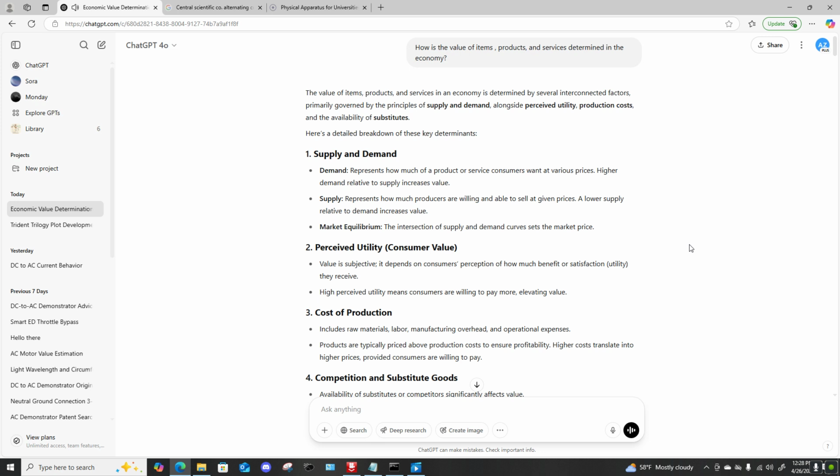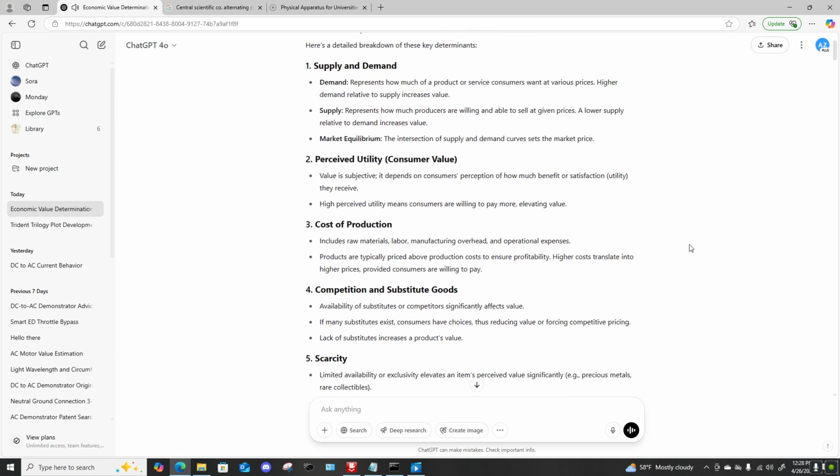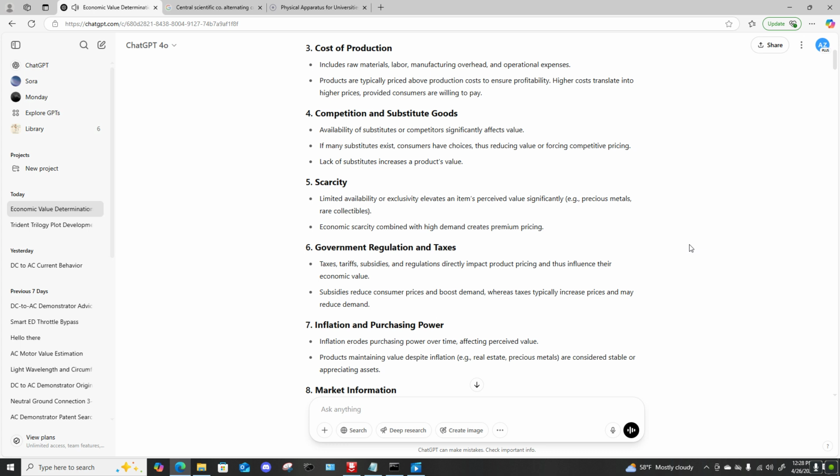2. Perceived utility, consumer value. Value is subjective. It depends on consumers' perception of how much benefit or satisfaction, utility, they receive. High perceived utility means consumers are willing to pay more, elevating value. 3. Cost of production includes raw materials, labor, manufacturing overhead, and operational expenses. Products are typically priced above production costs to ensure profitability. Higher costs translate into higher prices, provided consumers are willing to pay. 4. Competition and substitute goods. Availability of substitutes or competitors significantly affects value. If many substitutes exist, consumers have choices, thus reducing value or forcing competitive pricing. Lack of substitutes increases a product's value.